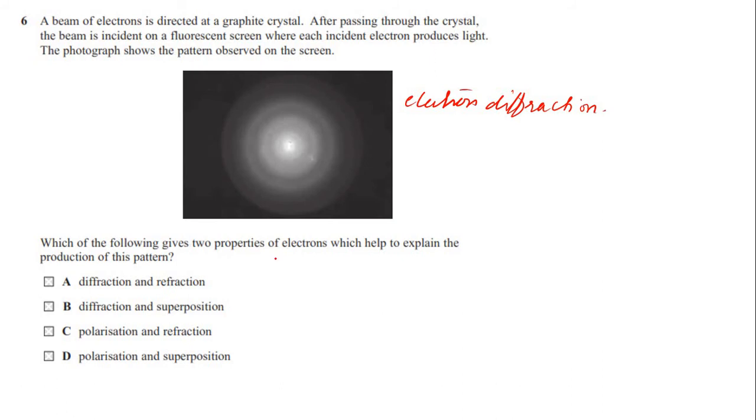Which of the following gives two properties of electrons which help to explain the production of this pattern? The one is diffraction. It cannot be polarization, of course, so don't waste time. A and B both have diffraction, both are correct, and of course this is a diffraction pattern due to superposition, because you have alternate dark and bright rings, and an alternate dark and bright pattern is always due to interference, or you can say superposition. So you have diffraction and then superposition to get this pattern. So the option must be B.